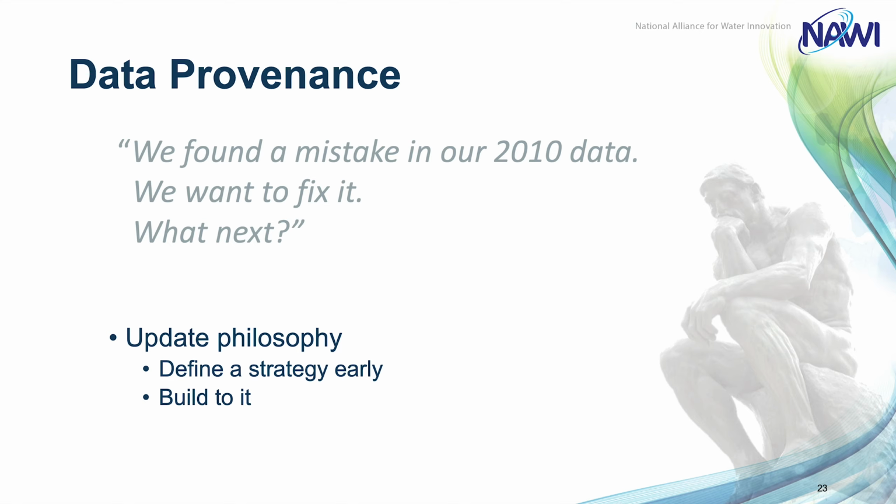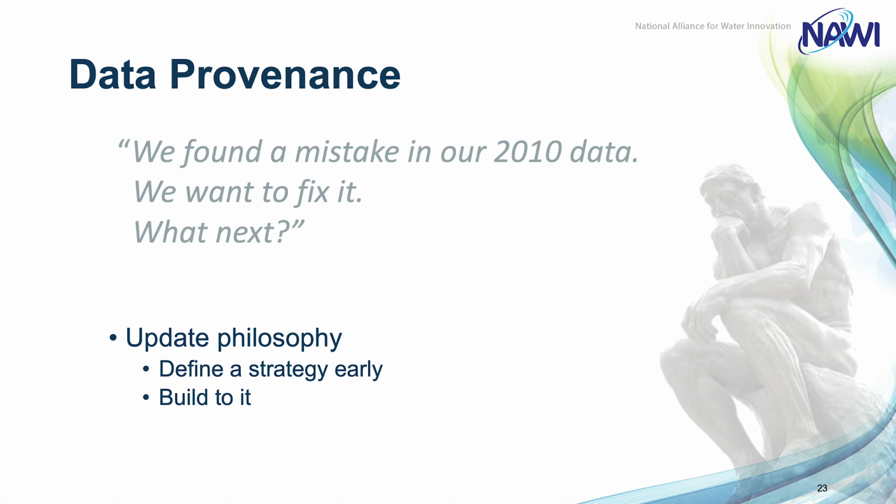As you're going about your research project, it's important to keep in mind that the data you're generating today probably won't be the only data you generate for the entire project. You may have to rerun something. You may come back with new information. And this question says it all. We found a mistake in our 2010 data and we want to fix it. What do we do next?